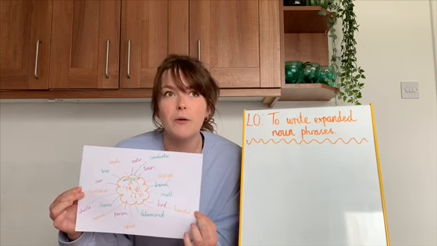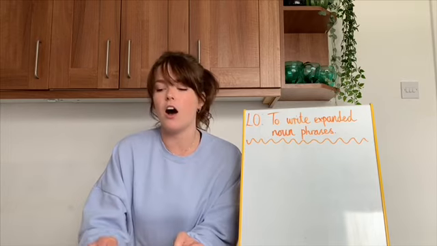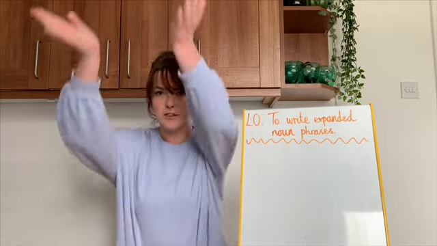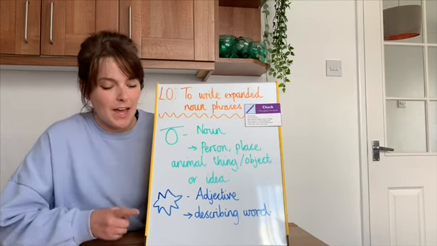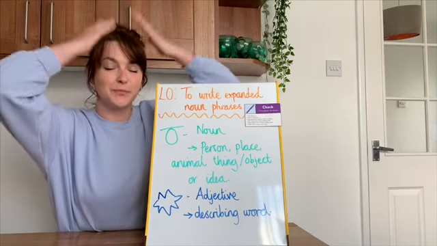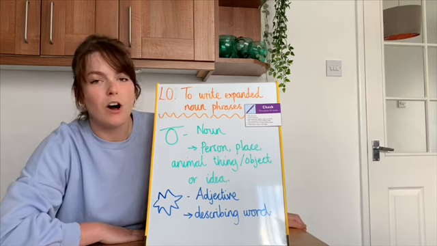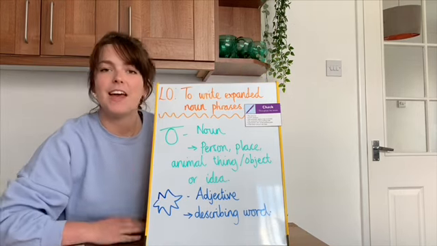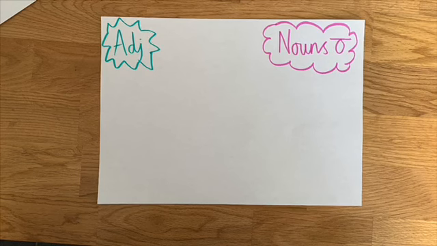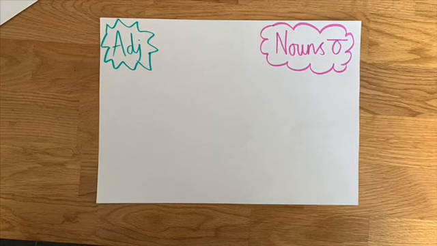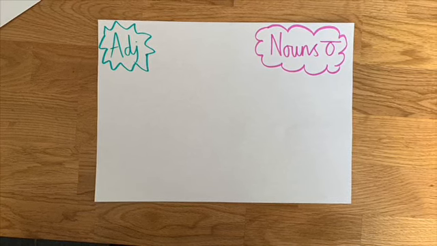Now, we're going to have a go at taking all of these words and putting them into some word groups. So I'm going to think of adjectives and I'm going to think of nouns. An expanded noun phrase is made up of a noun and an adjective. A noun is a person, place, animal, thing, object, or idea. And an adjective is a describing word. On your piece of paper, split it into adjectives and nouns. See if you can sort all of the words that you thought of into the correct category. Is it an adjective or is it a noun?